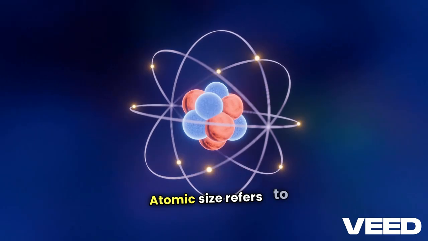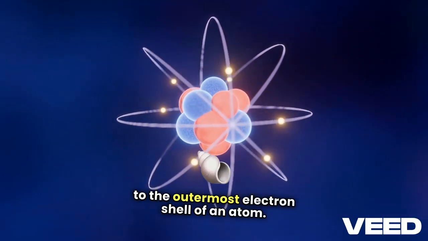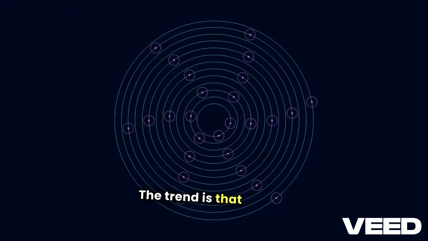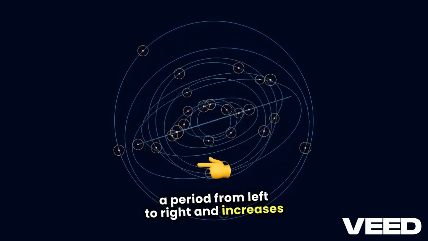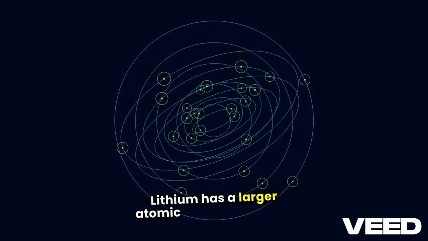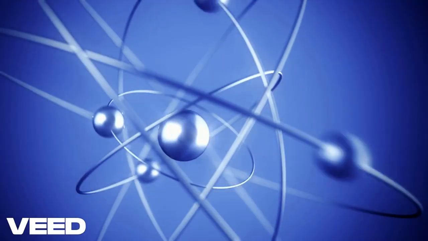Atomic size refers to the distance from the nucleus to the outermost electron shell of an atom. It is measured in picometers. The trend is that atomic size decreases across a period from left to right and increases down a group in the periodic table. Lithium has a larger atomic size than fluorine because atomic size decreases across a period.